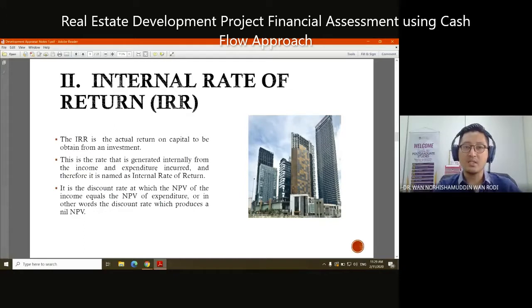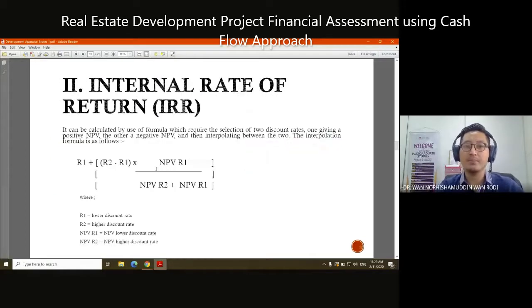So in this context, you can calculate IRR using the Excel function. You can also use the formula manually, and you could also grab your graph paper, grab your ruler, and use linear interpolation to estimate the IRR. Okay, the first one is using the manual formula. So IRR can be obtained using the formula: R1 plus (R2 minus R1) times NPV R1 divided by (NPV R2 plus NPV R1).